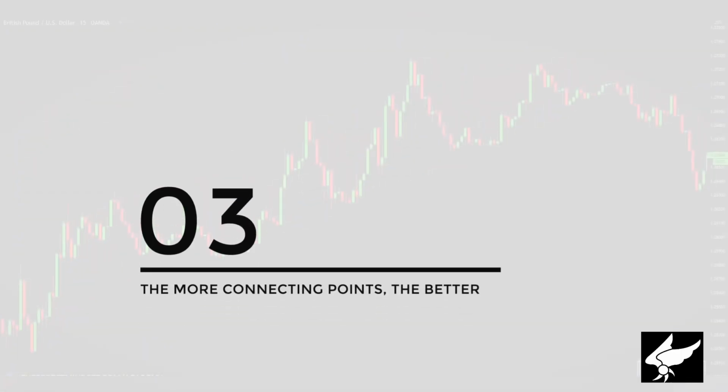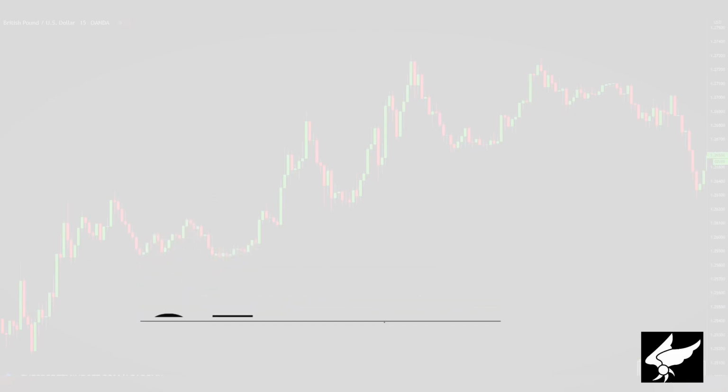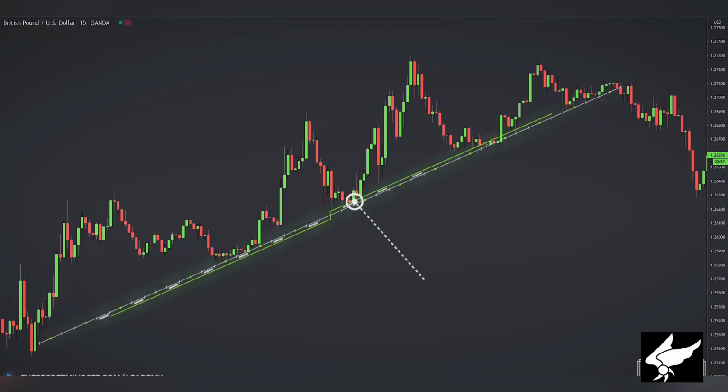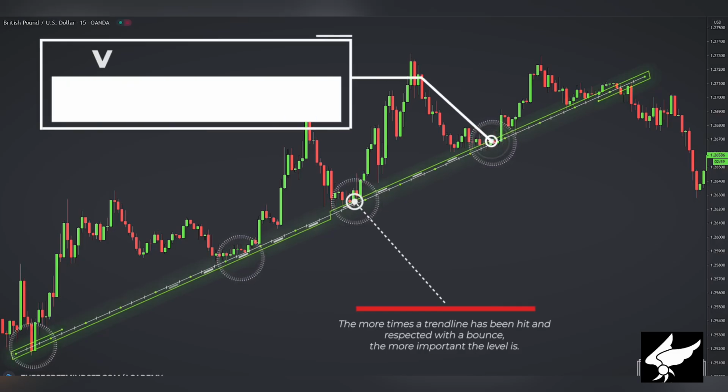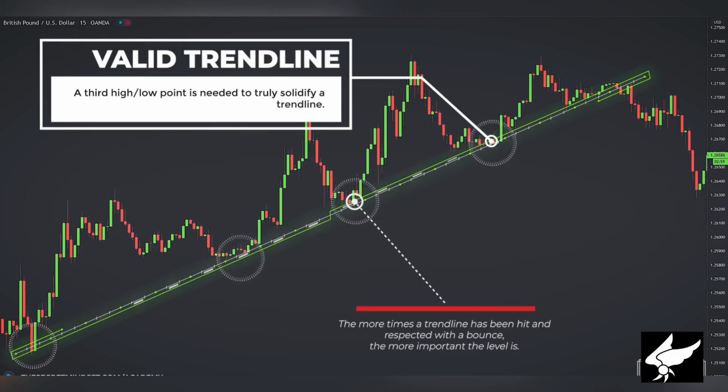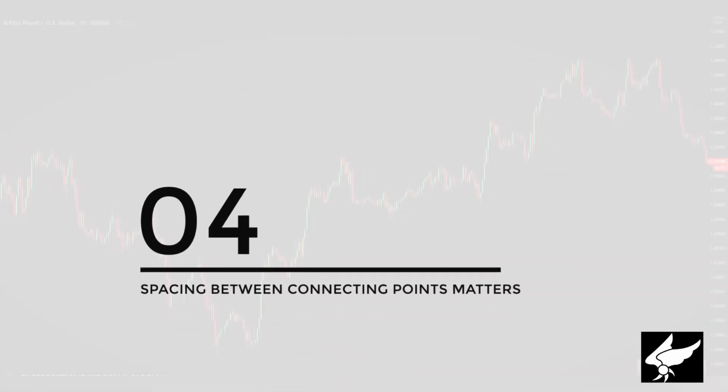Third rule, the more connecting points, the better. As a general rule of thumb, the more times a trend line has been hit and respected with a bounce, the more important the level is. To truly validate a trend line, you need to see the price react from a line projected from a trend line drawn based off two prior points. Essentially, a third high or low point is needed to truly solidify a trend line. Once you have this, you can then feel better and look for opportunities to exploit the market when price reaches the trend line again.